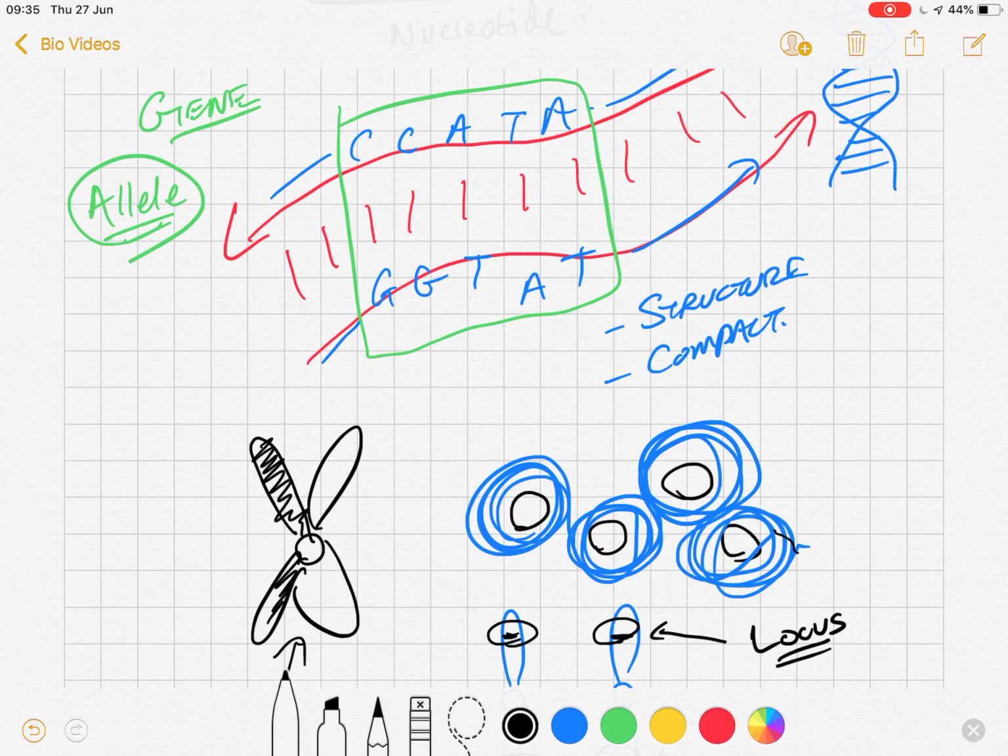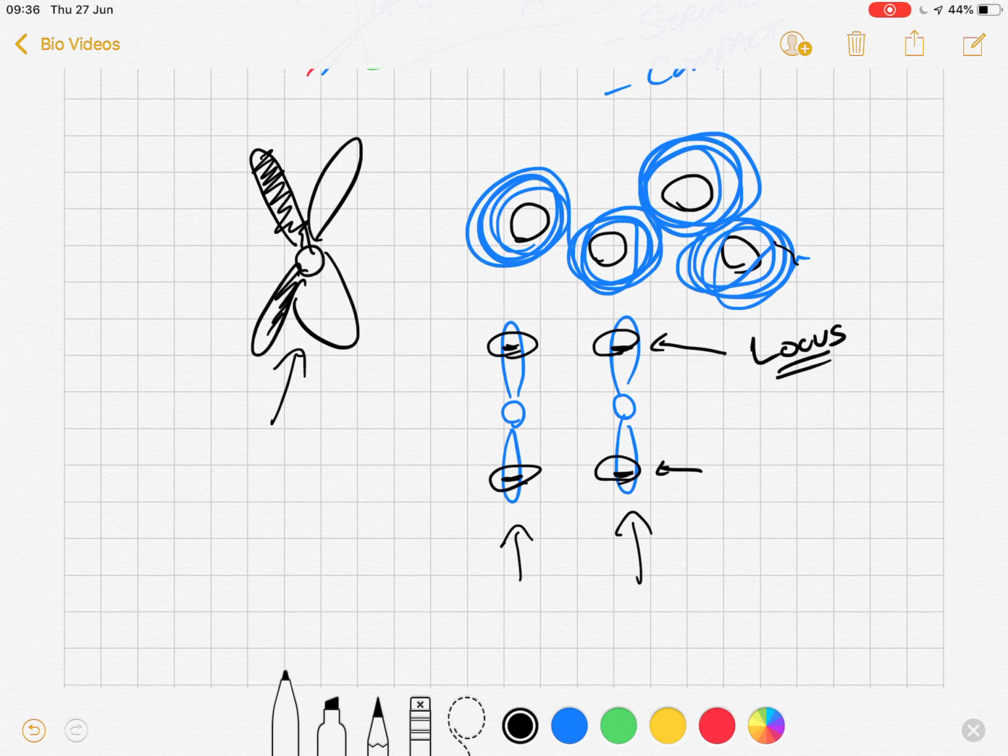All right, so we've talked about how DNA is broken up into sections called genes, and we've talked about how those genes come together to form the whole chromosome, which is a complex of histones and DNA.